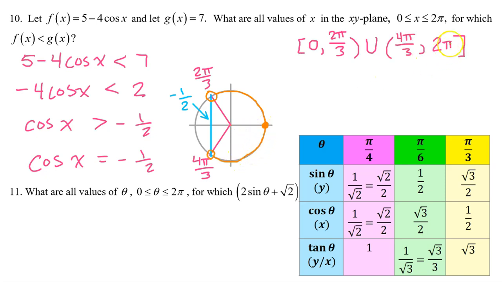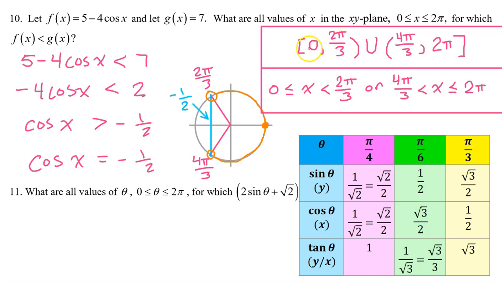2 pi should be included as a solution. That's why I'm putting it with a bracket, because at 2 pi, the horizontal displacement is greater than -1/2. We are to the right of the blue line, and that is what we are looking for. Here's the solution written in interval notation, and here it is again as an inequality.